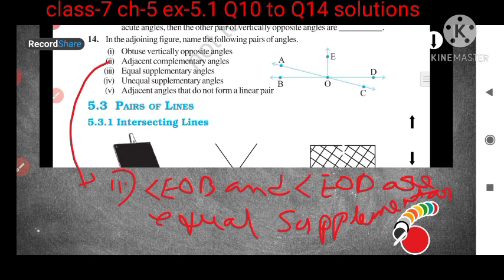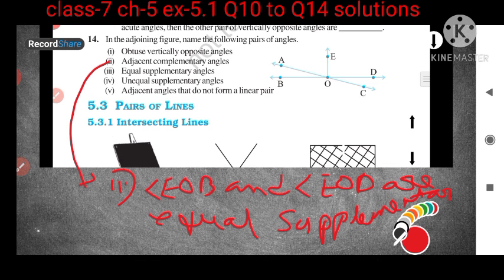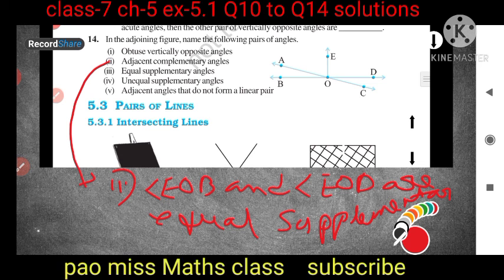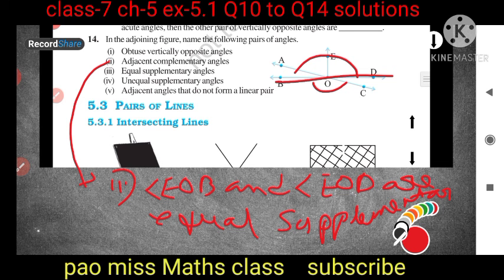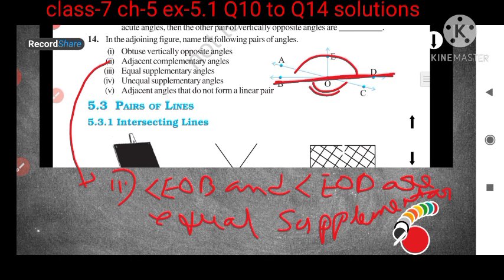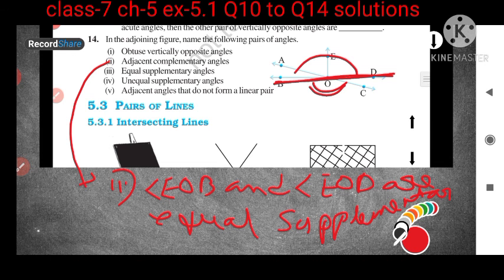Question number 4 is given: unequal supplementary angle. Now supplementary angles and they will be unequal. Supplementary angles will form what? 180 degrees. Now are these two angles forming 180 degrees or not? But here you can see there are 3 angles, so this will not be a supplementary angle. But here you can see only 2 angles are there, isn't it? So they are unequal also. Angle BOC is greater than angle DOC. They are unequal, isn't it?